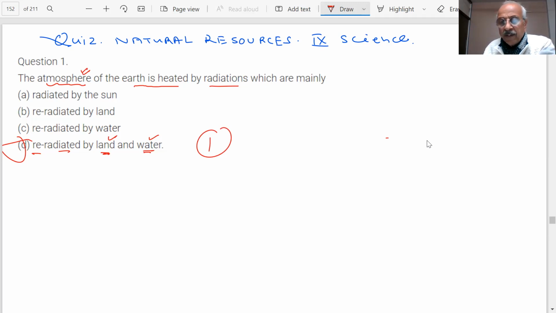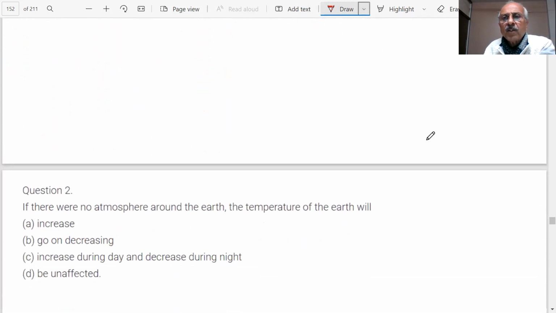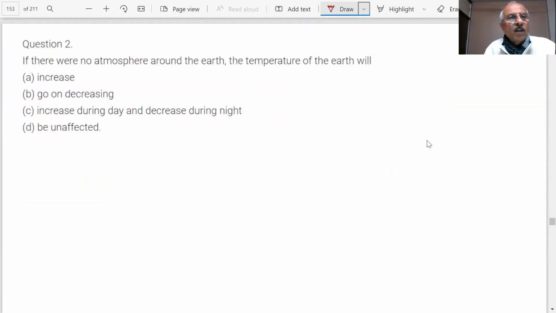Okay, you can see the questions are very close to each other. Question number 2 is on the screen. If there were no atmosphere, try to read each and every question very carefully, students. Each and every word is important. By changing one word, the answer will change. If there were no atmosphere around the earth, the temperature of the earth will increase, go on increasing, increase during the day and decrease during the night, or be unaffected.